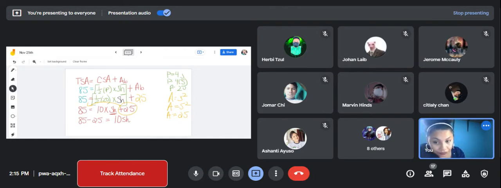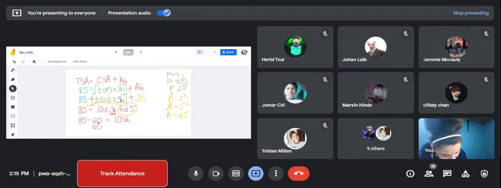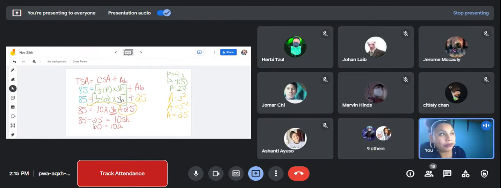Right? What is 85 minus 25? 60. 60, miss. 60 is equal to 10 and the slant height. How do I remove that multiplication?